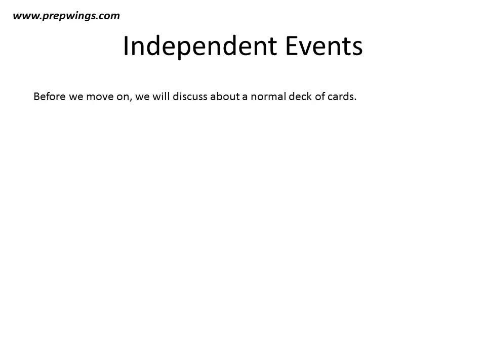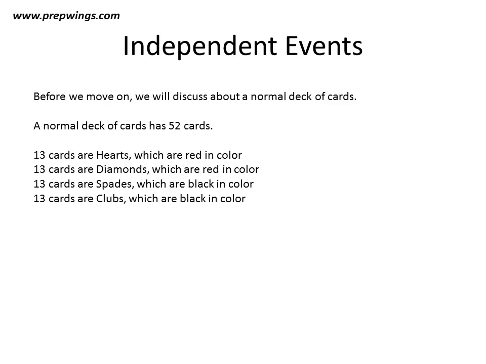Now, before moving ahead, we'll discuss about a normal deck of cards. So a normal deck of cards has 52 cards. Okay, so out of 52 cards, 13 cards are hearts, 13 cards are diamonds, 13 cards are spades, and 13 cards are clubs. Okay, here hearts and diamonds are red in color and spades and clubs are black in color.